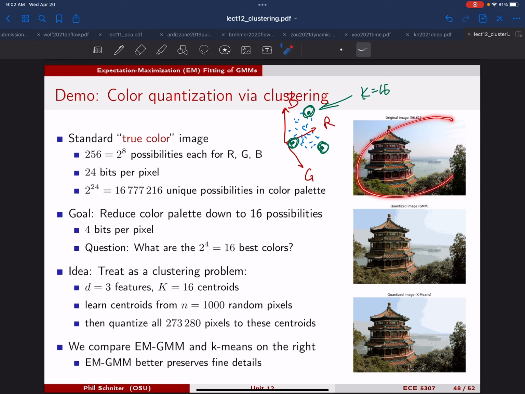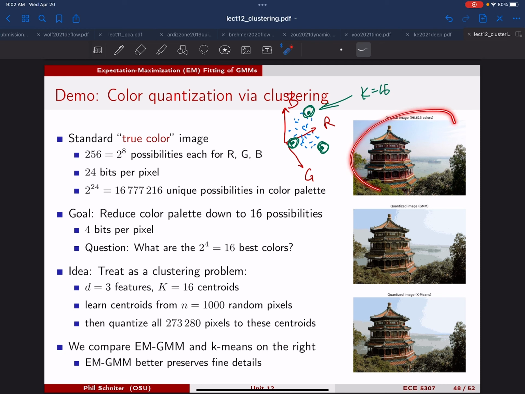Okay. So in particular, this image has 273,000 pixels. We're not going to use all 273,000 for our fitting because that would take too long. We're just going to take 1,000 random pixels throughout the image and do our fitting based on those 1,000 random pixels. And then once we figure out our clusters, we will quantize all the rest of the pixels down to those 4 bits or 16 points.